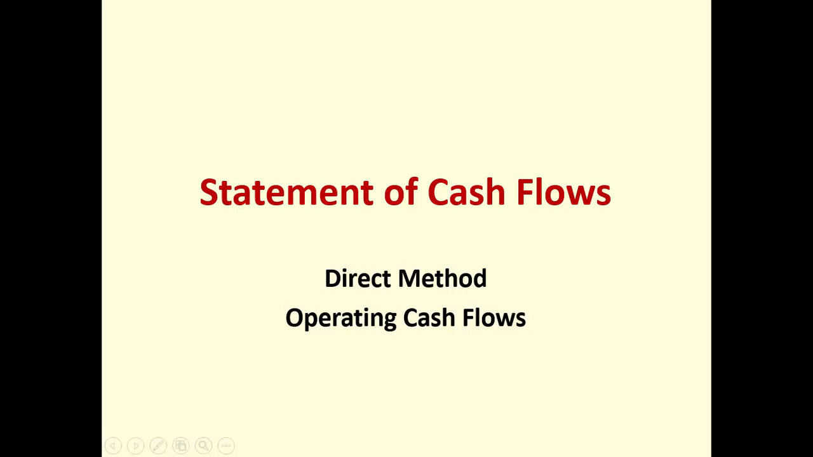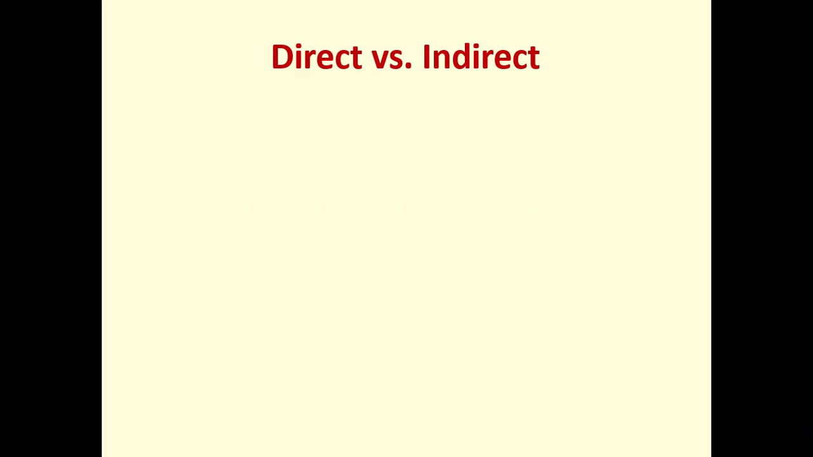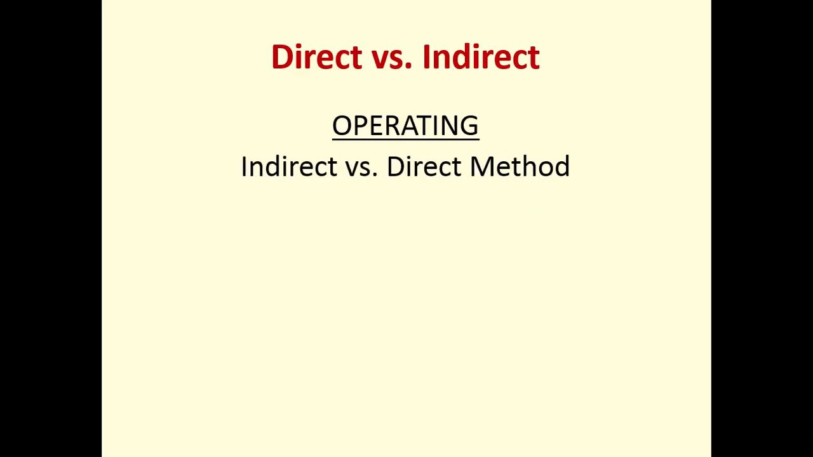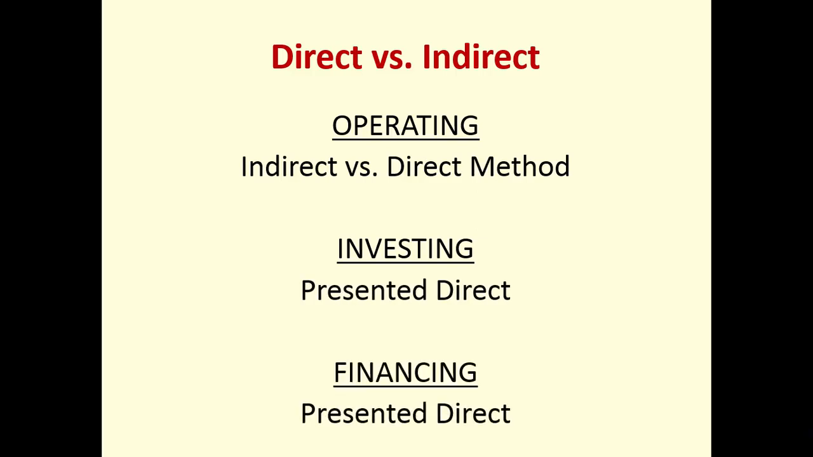This is the second in a two-part video on the statement of cash flows. It uses the same sample problem, but this time we're going to solve operating using the direct method. You will end up with the same number. So it's only the operating section where you have a choice. Investing and financing are both presented direct.